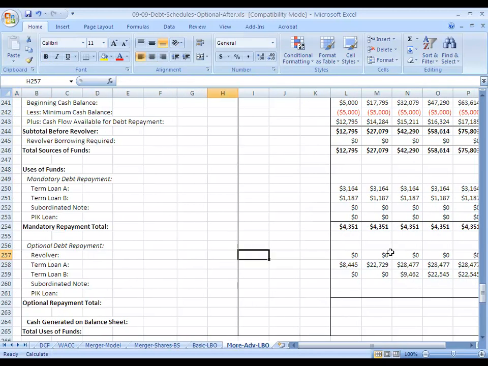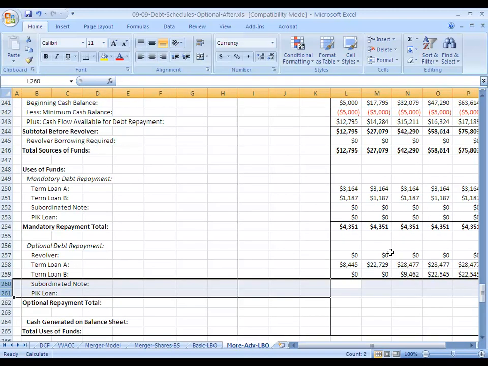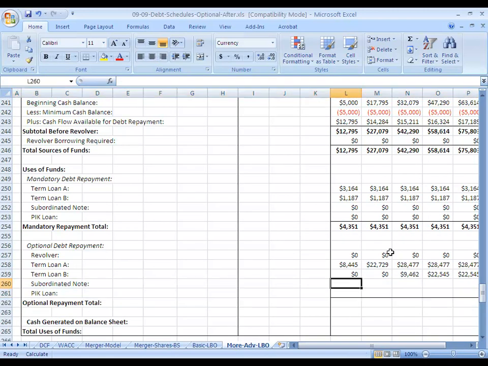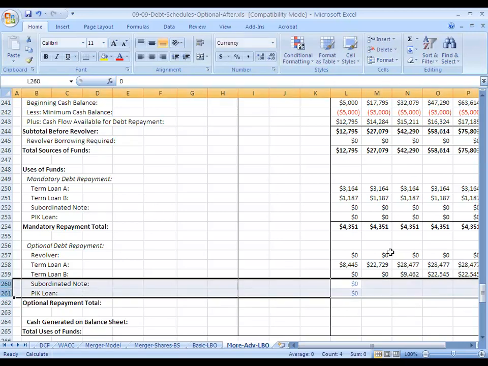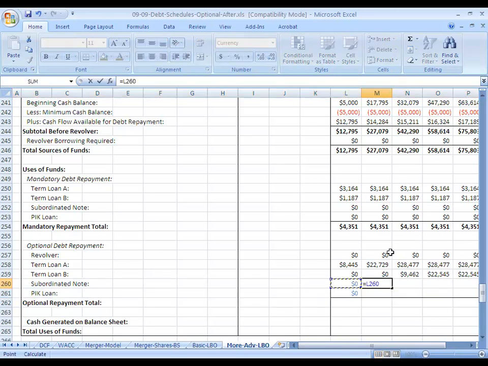Now the last part of this is to fill in the optional debt repayment for the subordinated note and the paid-in-kind loan here. What we're going to do for this one is just enter zeros in year one for both of these, because remember, high-yield debt never has an optional repayment option, so we are just going to assume these are 0 all the way across.